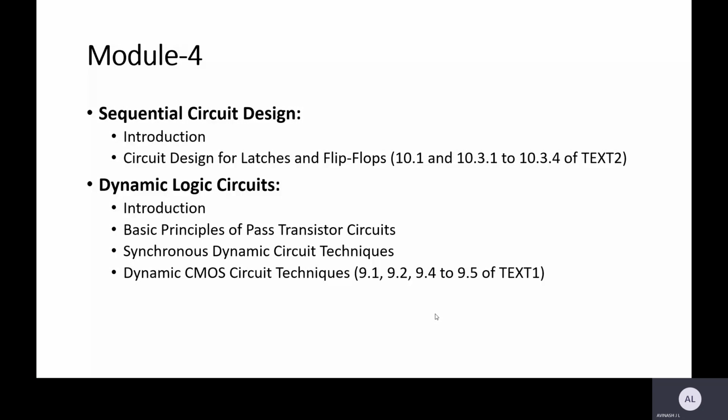Then dynamic logic circuits: the introduction and the basic principles of pass transistor circuits. Here there is something called combinational sequential. After that, dynamic logic is also there. Basic principles of pass transistor circuits, synchronous dynamic circuit techniques, dynamic CMOS circuit techniques, all those things we are going to discuss.